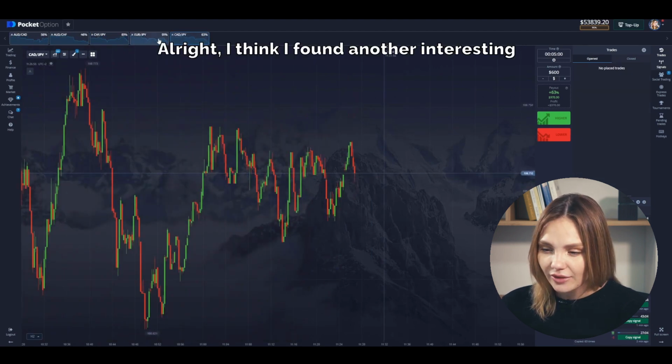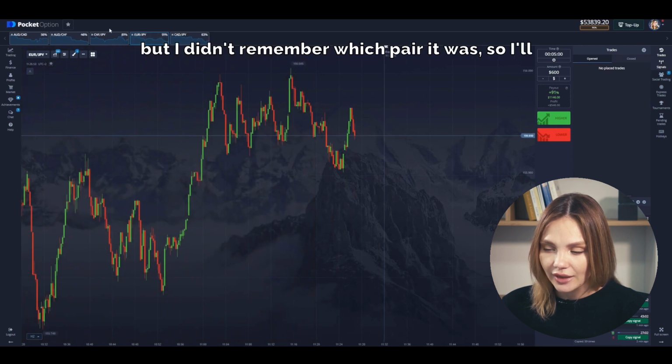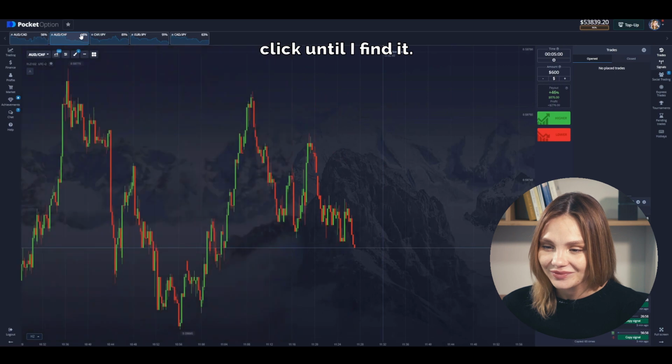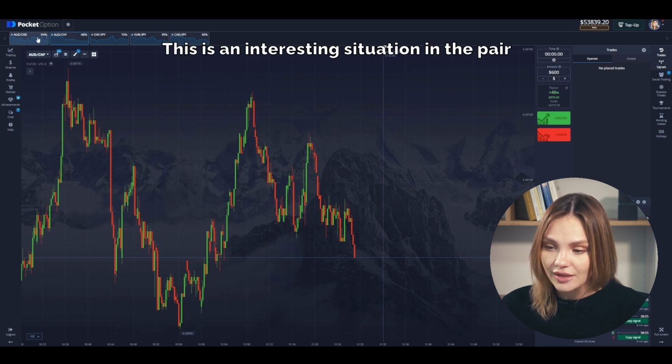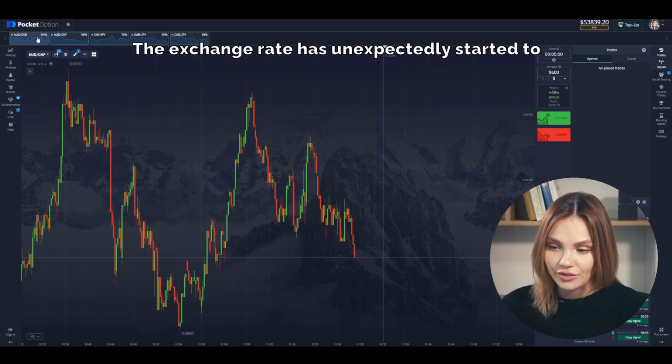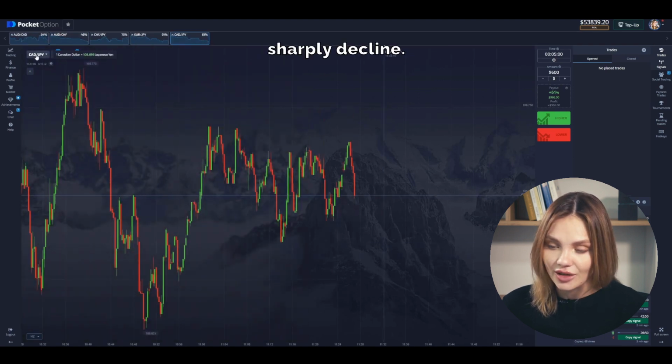Alright, I think I found another interesting situation, but I didn't remember which pair it was, so I'll click until I find it. Not this one either. Oh, found it. This is an interesting situation in the pair Australian dollar to Swiss franc. The exchange rate has unexpectedly started to sharply decline.